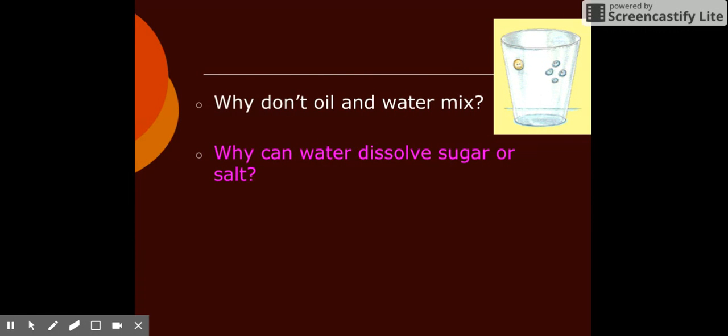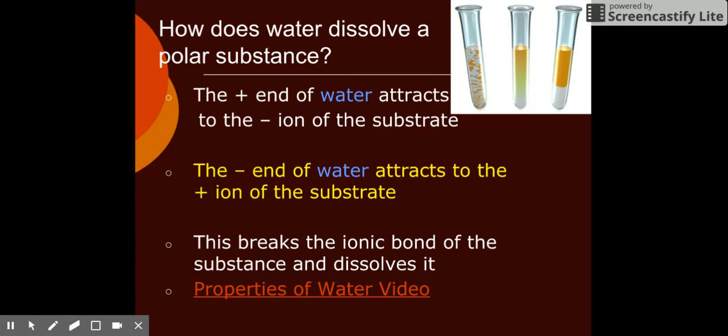And so that process of dissolving is that the positive end of water will attract to the negative ion of a substance. That negative ion of a substance could be like the chlorine in sodium and chlorine, which would be salt. So that ionic compound that's created between sodium and chlorine, the chlorine has a negative end. The negative end of water will attract to the positive ion of a substance. So basically, when it does this, it breaks that ionic bond and it causes water to dissolve that substance. So when you think about things that water can dissolve, which is an awful lot of things, that is because those objects or those solutions were polar. So polar will dissolve other polar things.